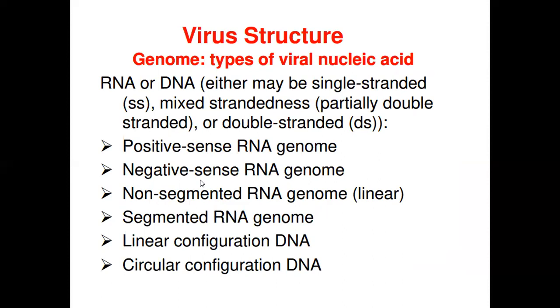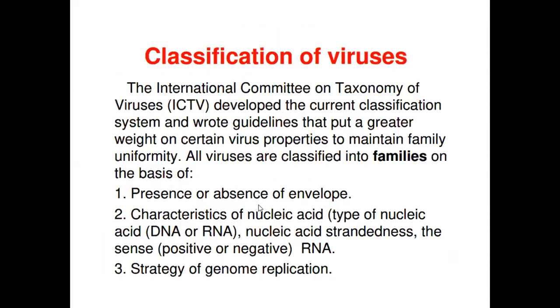Viral genome can be RNA or DNA. It might be single-stranded or double-stranded. RNA can be positive or negative. RNA can be non-segmented or linear, or it can be segmented into a few particles. DNA can be linear or circular.